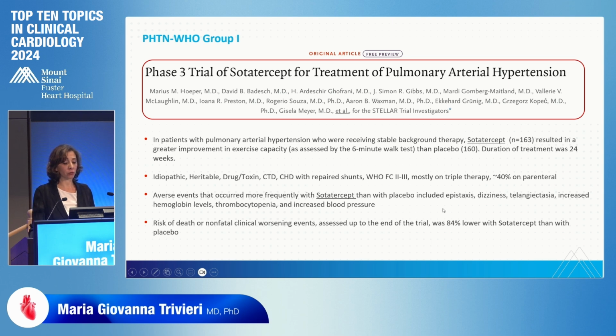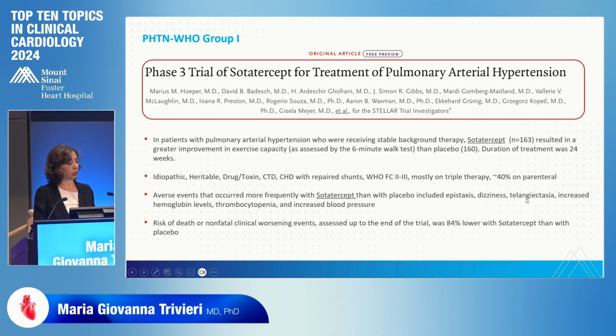And what they noticed was that at the end of the trial, they were able to see in patients treated with sotatercept up to 84% reduction in mortality. There were, however, some side effects from the sotatercept use that included epistaxis and telangiectasia, as well as an increase in hemoglobin level. In fact, one of the things that we need to do when we initiate this therapy is to monitor the hemoglobin and ensure that it doesn't go above a certain cutoff.